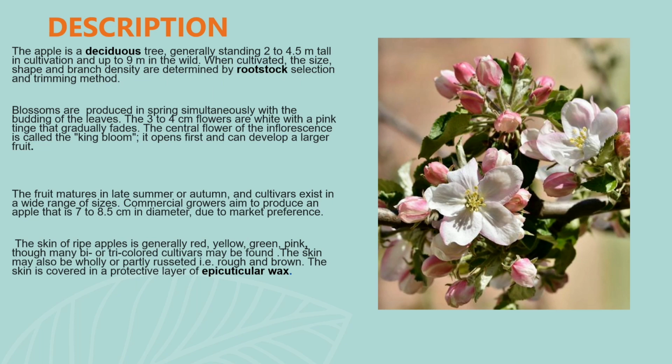The central flower of the inflorescence is called the king bloom. It opens first and can develop a larger fruit. Fruit matures in late summer or autumn. The cultivars exist in a wide range of sizes, but commercial growers aim to produce an apple that is 7 to 8.5 centimeters in diameter due to market preferences.